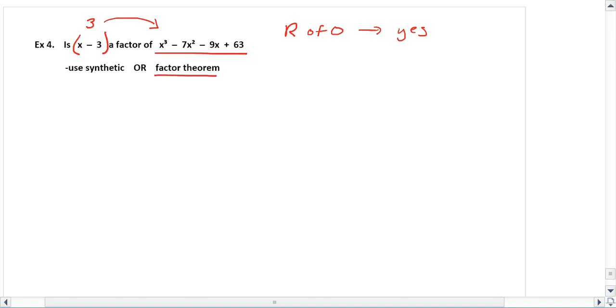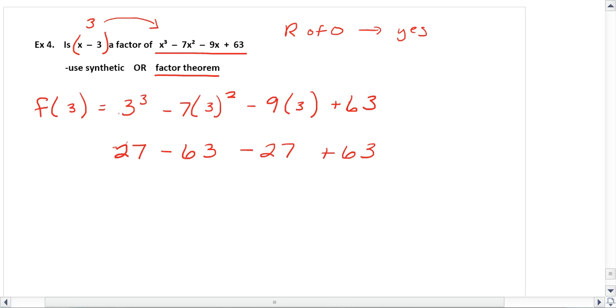But again, I'm going to start getting used to using these factor theorems. So I plugged in a +3 for x, and doing the math, you can see here that yes, this does add up to 0. So we can definitely say yes, x minus 3 is a factor of this polynomial.